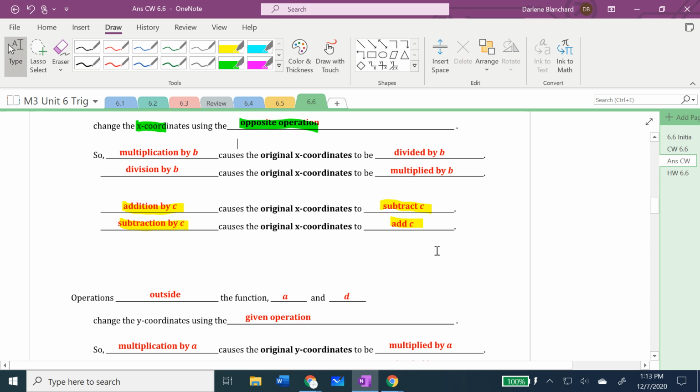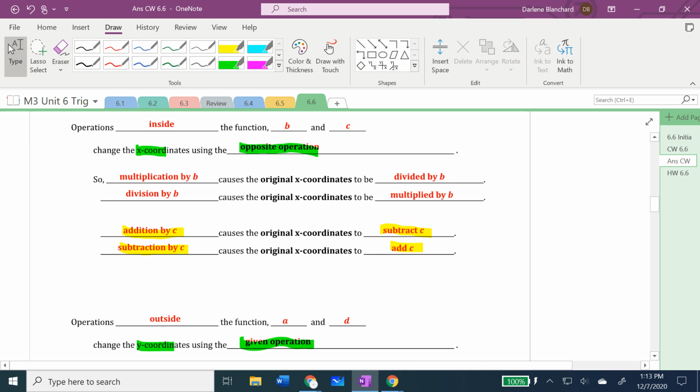So, emphasizing x coordinates get opposite operations. Y coordinates use the given operation that you see. And notice the inside versus outside.